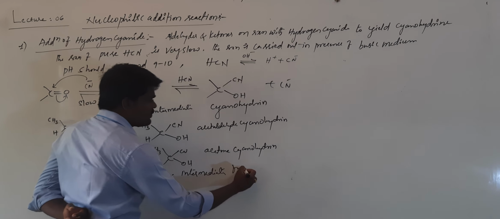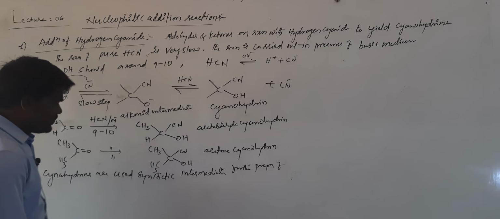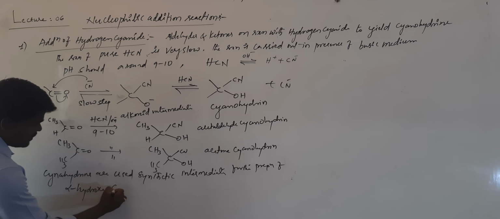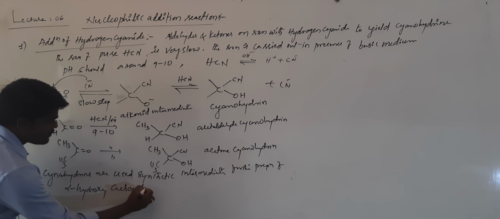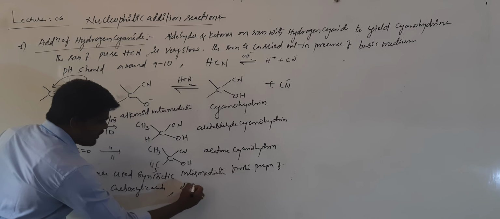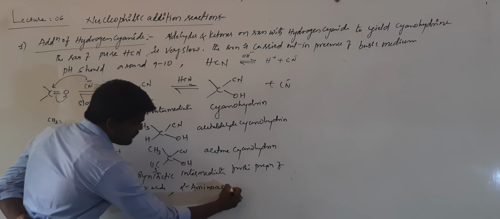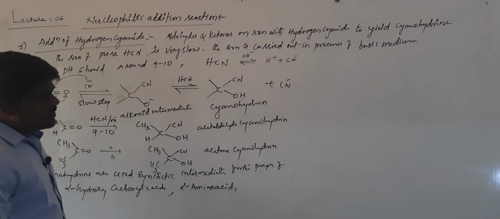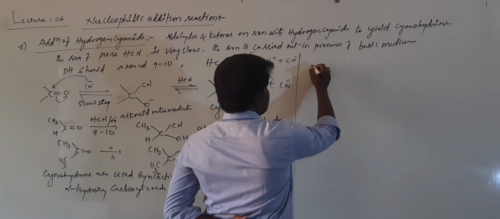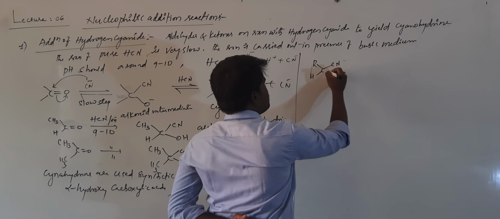They are used as synthetic intermediates for the preparation of alpha hydroxy carboxylic acids and alpha amino acids. What is meant by this? Suppose you take any aldehyde cyanohydrin.